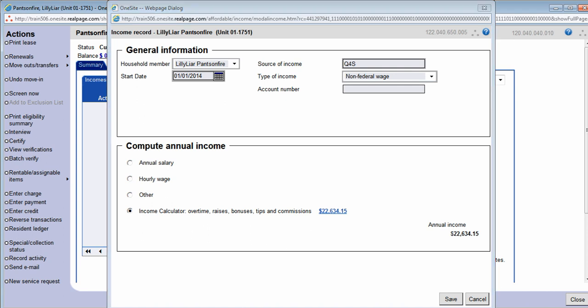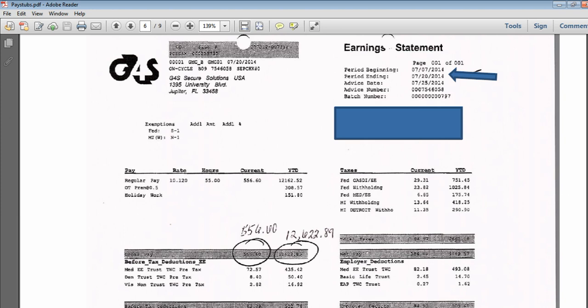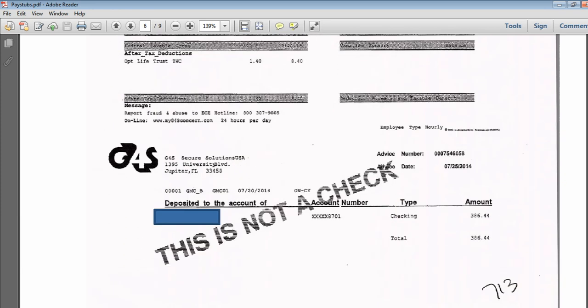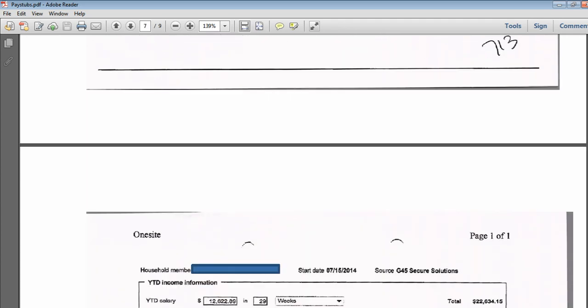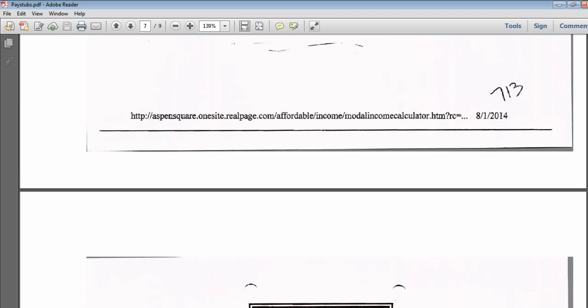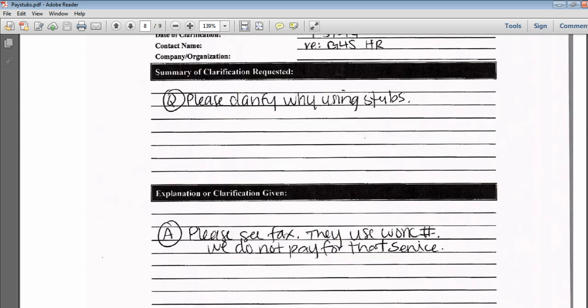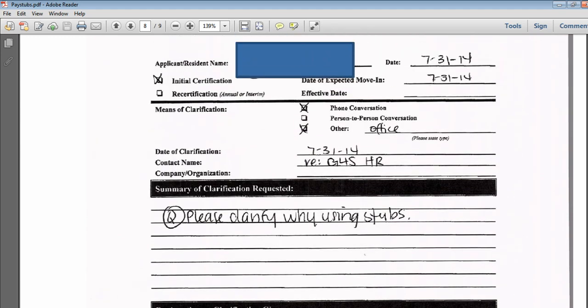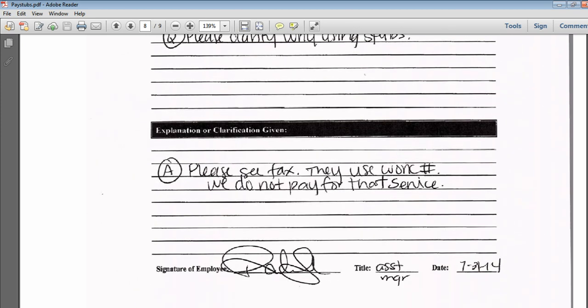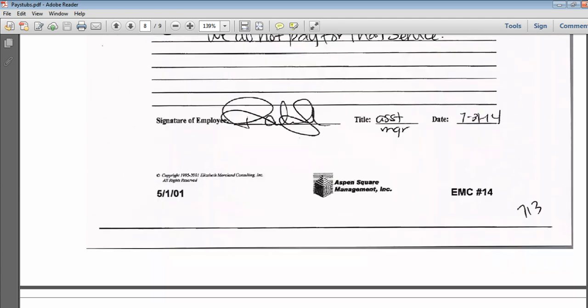One other thing I want to point out is if you are in a state that does require you to use that employment verification first, then you do need to document why you went ahead and used the paycheck stubs instead. So you are going to make sure that you have a clarification in there. Very simple clarification: please clarify why using paycheck stubs. Please see facts. They use the work number. We do not pay for that service.